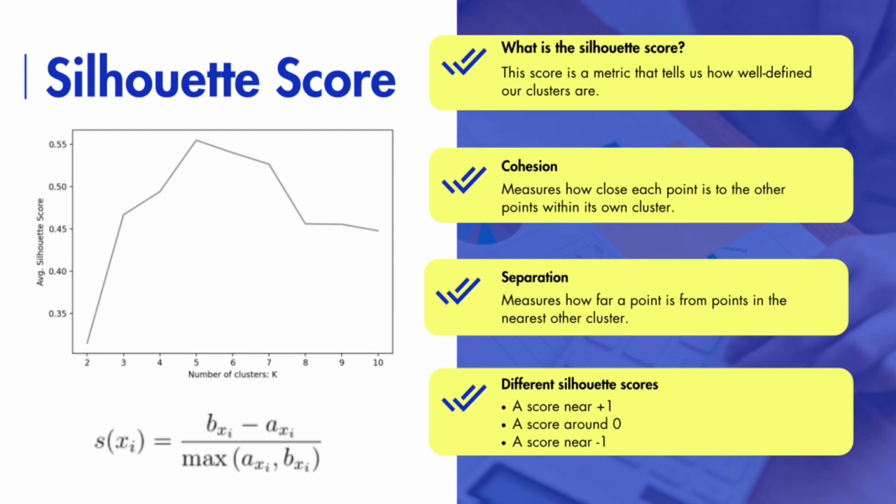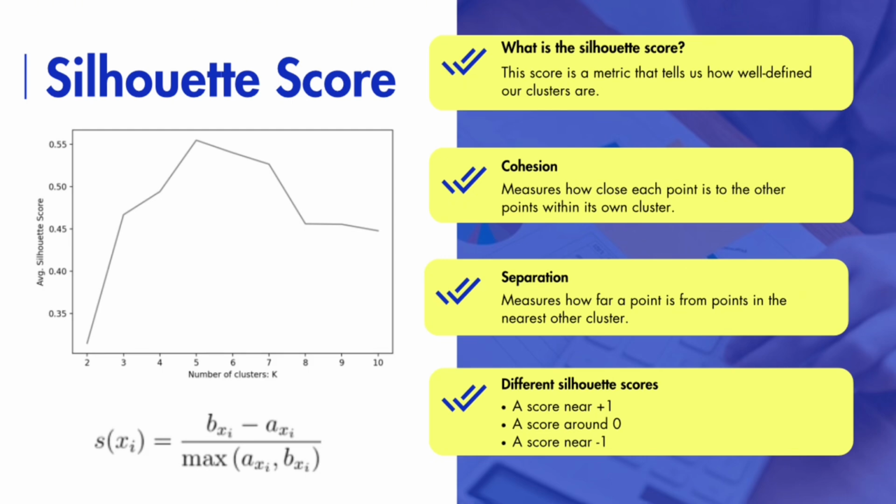Cohesion refers to how similar a point is to others in its own cluster. We calculate it as the average distance from the point to all other points within the same cluster. If these distances are small, it means our points are tightly packed, indicating strong cohesion. On the other hand, separation measures how distinct this point is from points in the nearest other cluster. It's the average distance to all points in the closest cluster that doesn't include the point. If this distance is large, it means the clusters are well separated.